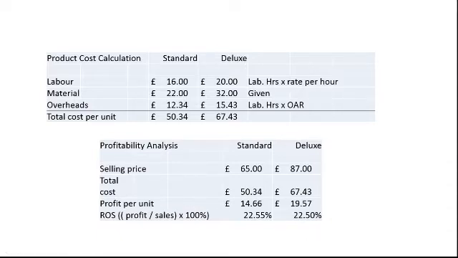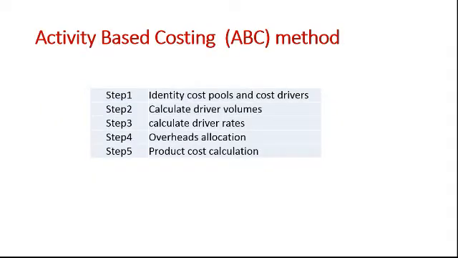Now we have completed the profitability analysis on the basis of product cost that we worked out using the absorption costing method. Now let us do the same after we work out the product cost using activity based costing. Before we work it out, it is important that we keep in mind the following steps that we normally use for our activity based costing questions.